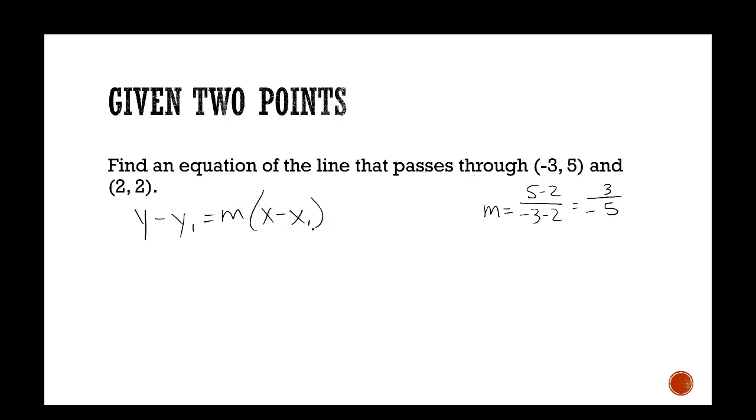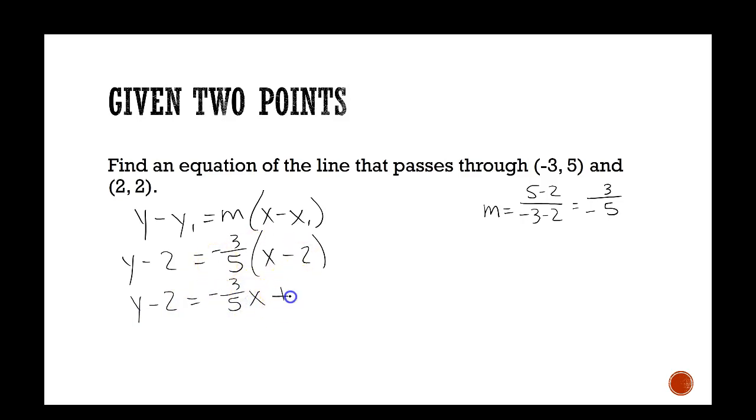All right, so then we got the slope is negative 3/5. Let's use 2, 2 just for this time. You could do negative 3, 5. I like 2, 2 just because it doesn't have any negatives. So 2 for both. So we got y minus 2 equals negative 3/5 x.